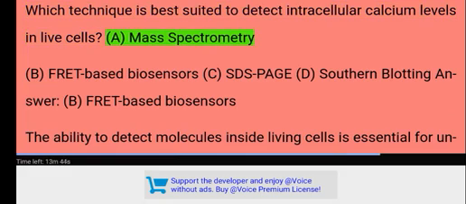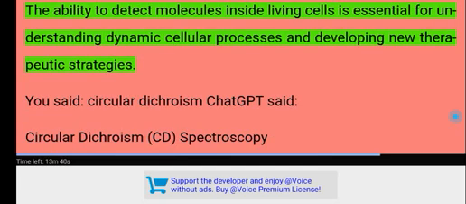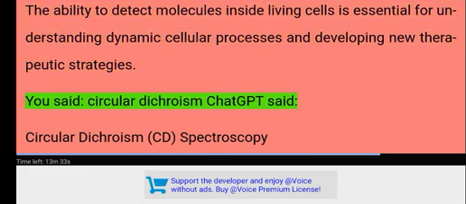A. Mass spectrometry. B. FRET-based biosensors. C. SDS-PAGE. D. Southern blotting. Answer, B. FRET-based biosensors. The ability to detect molecules inside living cells is essential for understanding dynamic cellular processes and developing new therapeutic strategies.